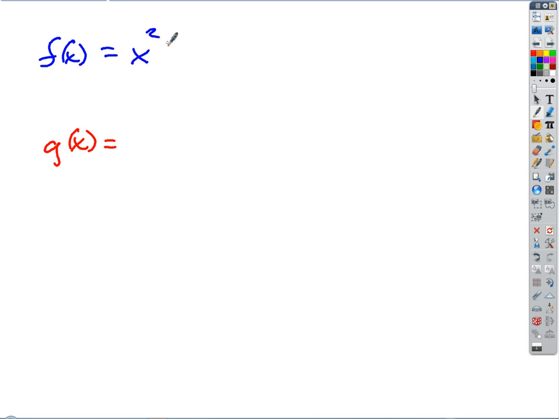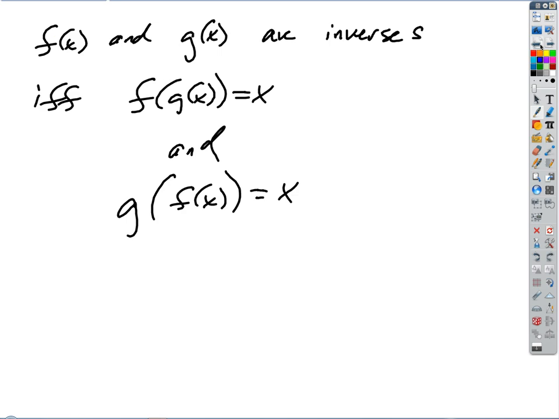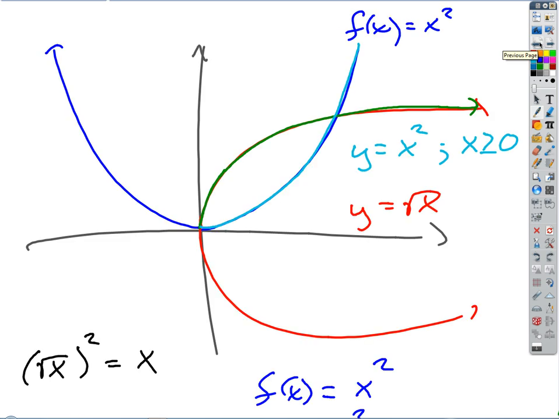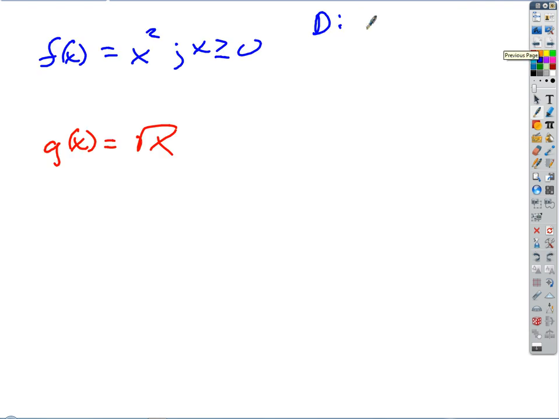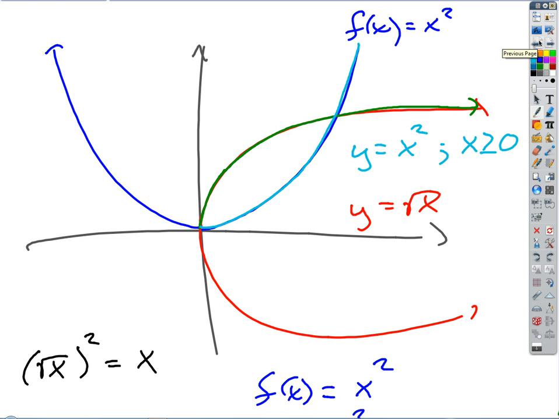X squared, right? The blue one was the parabola, where x is greater than or equal to 0. And the red one that went with it was positive the square root of x. Look at the domain and the range. The domain of the light blue is what? x is greater than or equal to 0. What about the range? y is greater than or equal to 0. Okay.